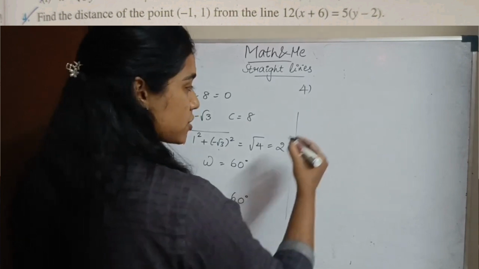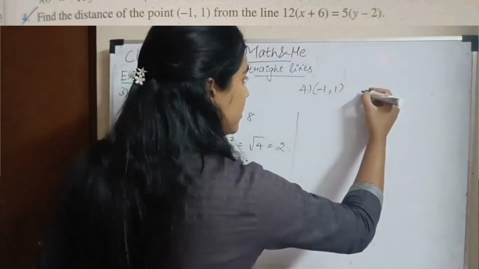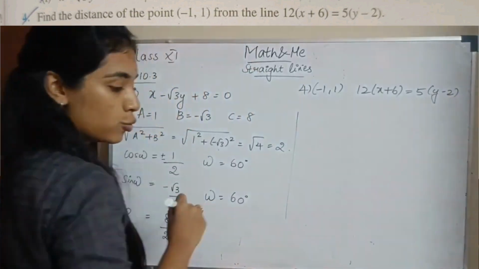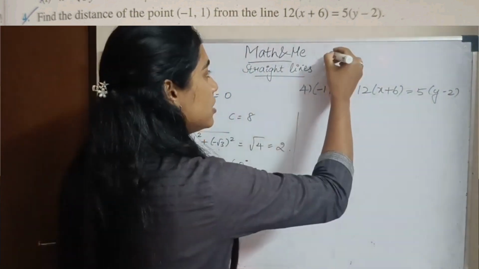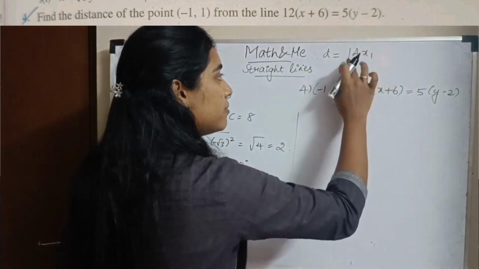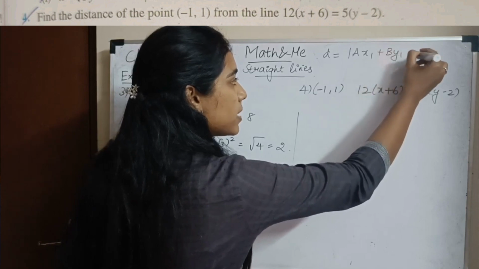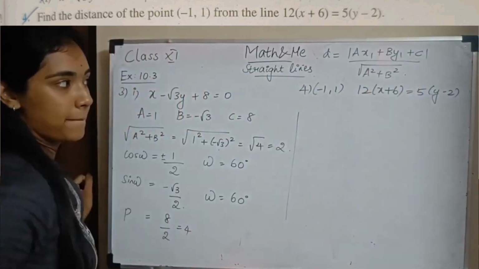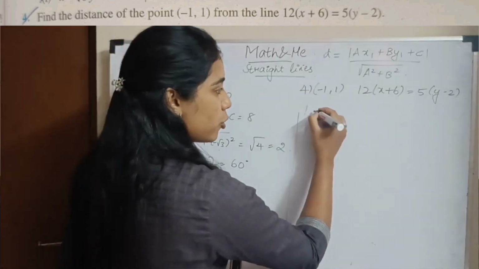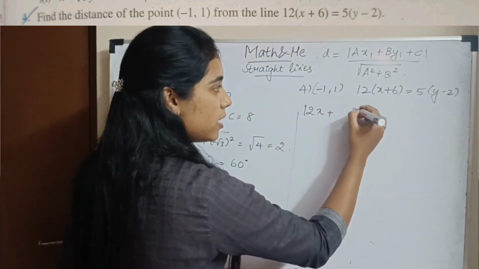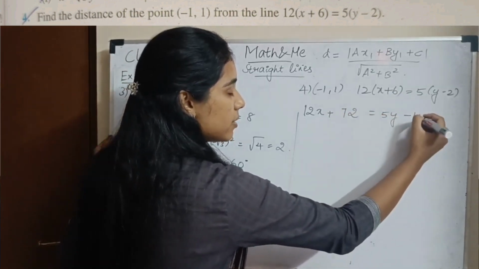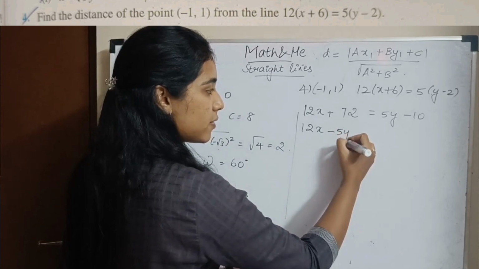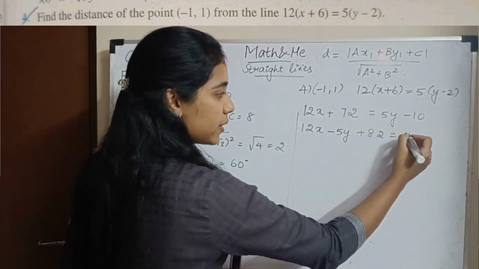Okay. Fourth question. Find the distance of the point minus 1, 1 from the line 12x plus 6 equals 5 times y minus 2. We have learnt the distance of a point from a line formula. What is it? D equals ax1 plus by1 plus c divided by root of a square plus b square. So this is the equation. What do you have? I'm opening the brackets. 12x plus 72 equals 5y minus 10. I'm bringing everything to one side. I have 12x minus 5y plus 82 equals 0.